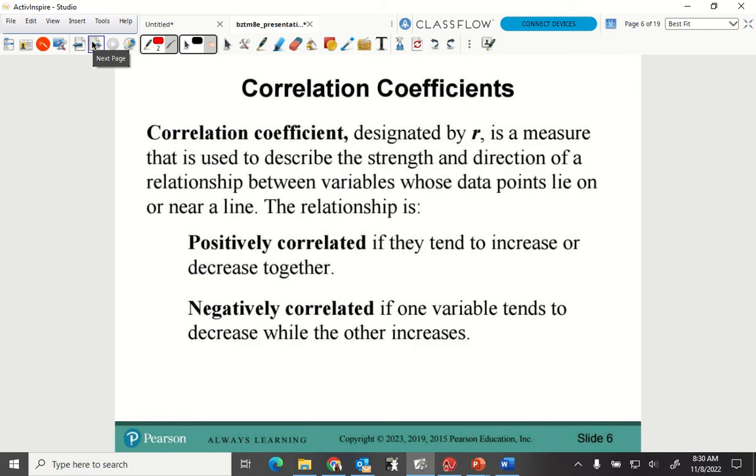The correlation coefficient, designated by r, is a measure that is used to describe the strength and direction of a relationship between variables whose data points lie on or near the line. A relationship is positively correlated if the variables tend to increase or decrease together, and negatively correlated if one variable tends to decrease while the other increases.